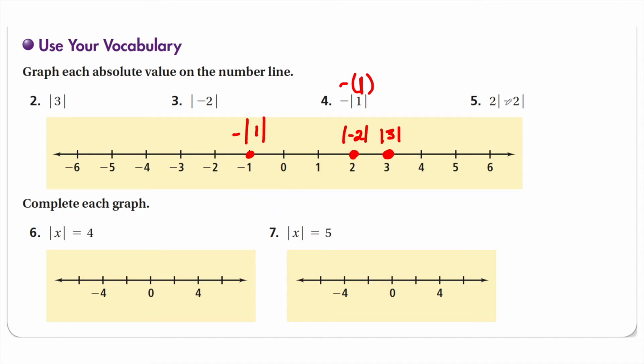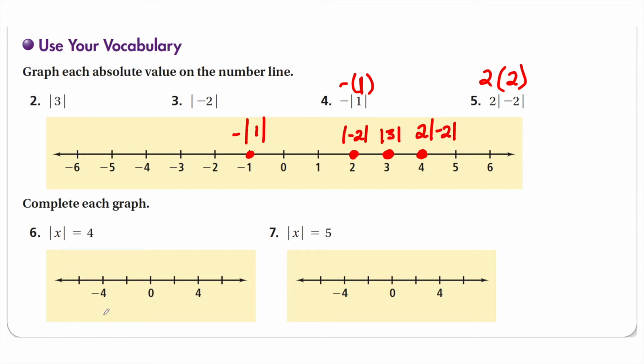Last but not least, you have 2 times the absolute value of negative 2, which is 2. But again, like I said, the absolute values work like parentheses. So we have 2 times 2 now, which is 4. So I'm going to put that last dot right here. So this should be the 2 times the absolute value of that negative 2, and that's exactly where I'll put it. Alright. Now, complete each graph.